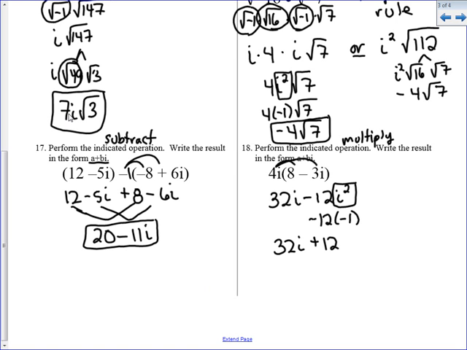Am I ready to box yet? No. What's wrong with this answer? It's not a plus bi. We need that real term first. And again, it's right in the directions, write in the form a plus bi. So to write in the form a plus bi, we just got to switch those around. Make sure you take their signs, which you don't really see because they're both positive. But we need that a plus bi. The only way we're going to get that is if we switch the order there.